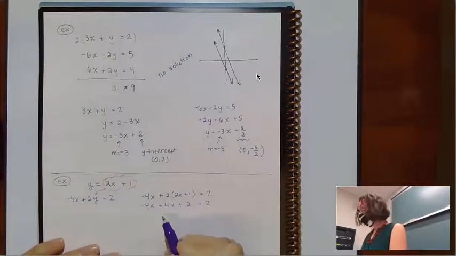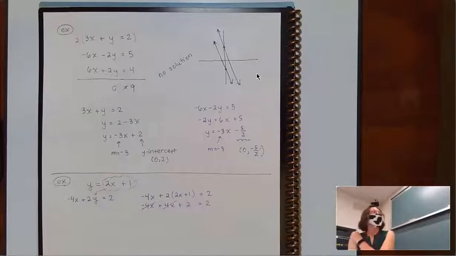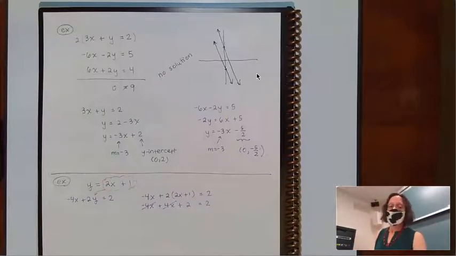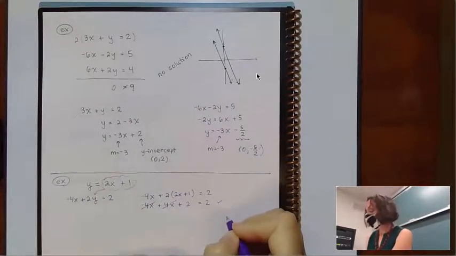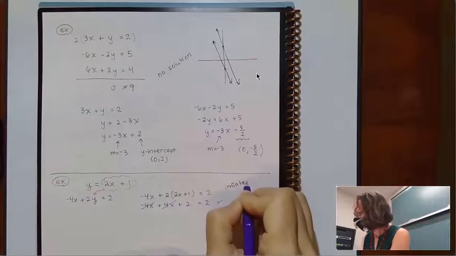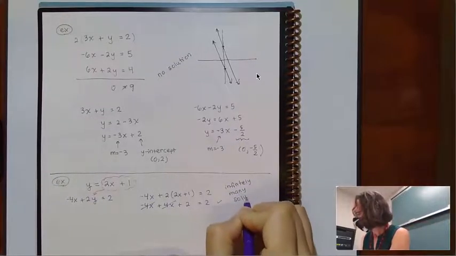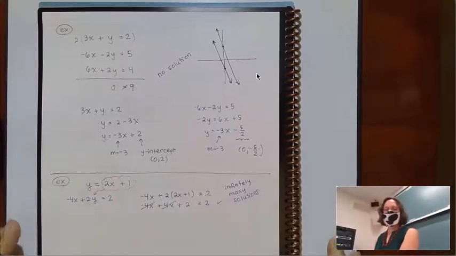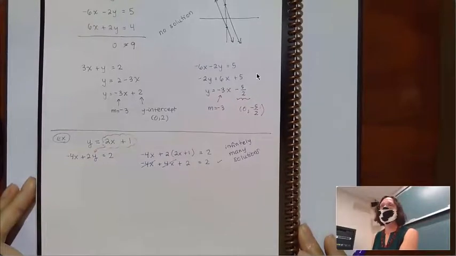So this is the other weird thing that can happen. So the question is, when is 2 equal to 2? And my answer is always. That is true. This has infinite solutions. And this happens when secretly those two lines were actually the same line.